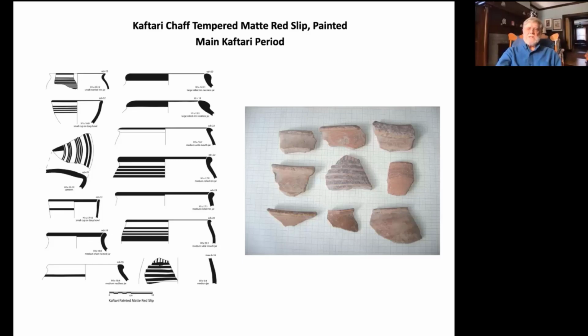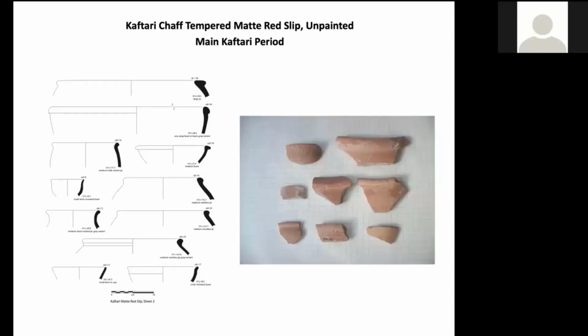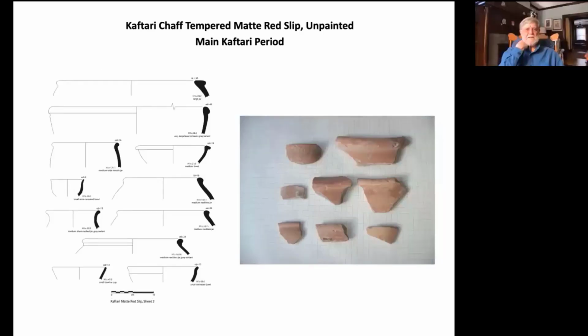So this is the main Kaftari, and the paste here, the paste of matte red slip, is very much like the paste of black on buff Kaftari painted pottery. So a new style of paste that we hadn't seen before, but similar shapes to earlier eras and similar decorative motifs to earlier eras.